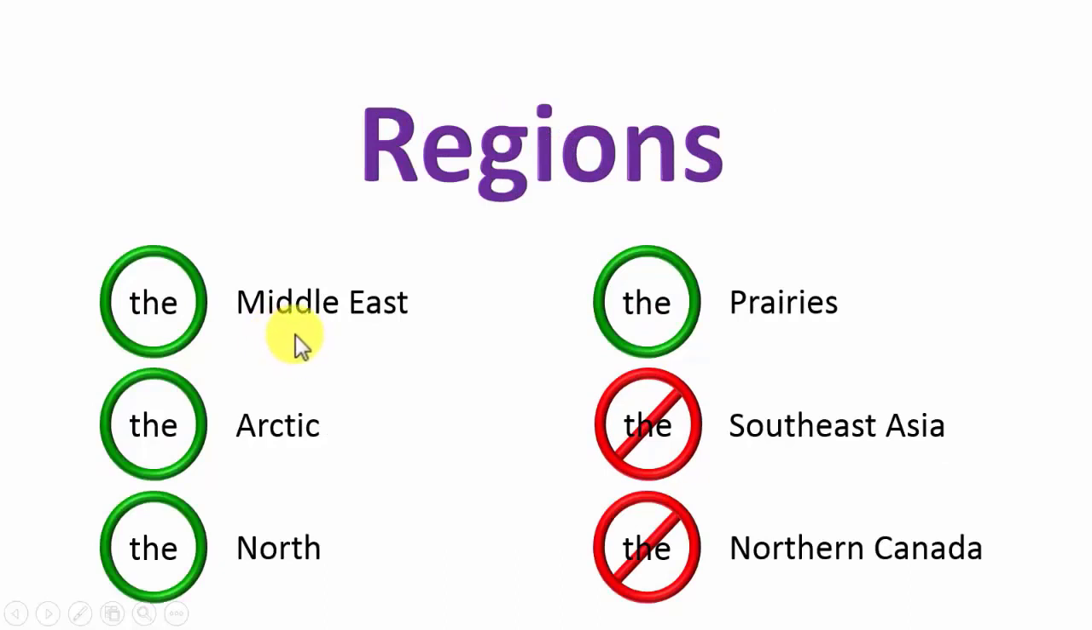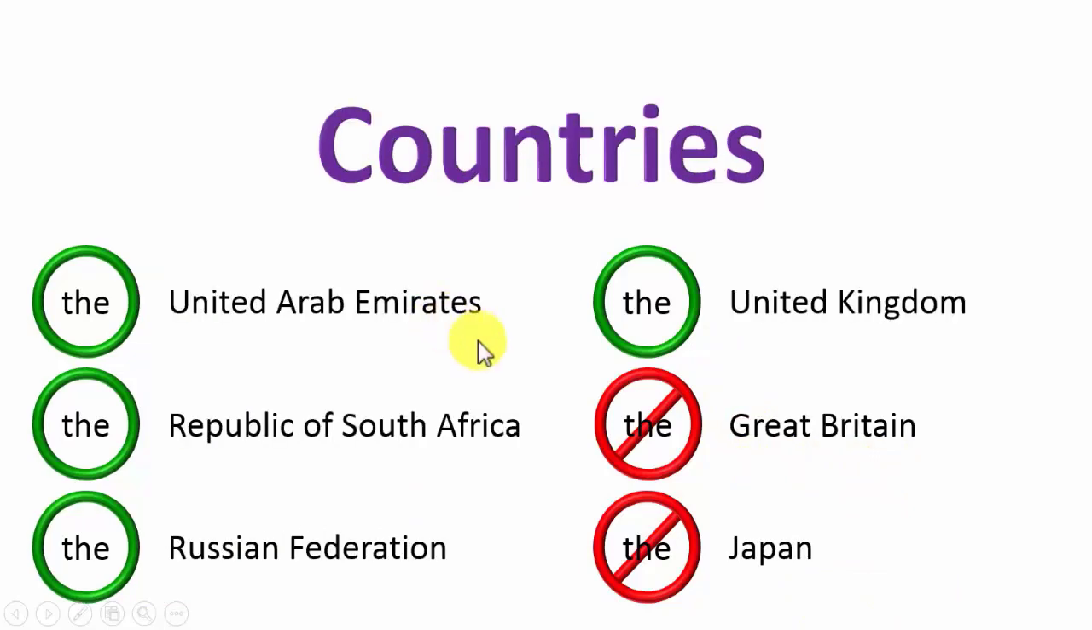Regions, the Middle East, the Arctic, the North, the prairies. But you don't use the with these ones. Southeast Asia, Northern Canada. Countries, so United Arab Emirates. You know that this is a plural noun, so you use the. The Republic of South Africa. You know that it has of, so you use the.